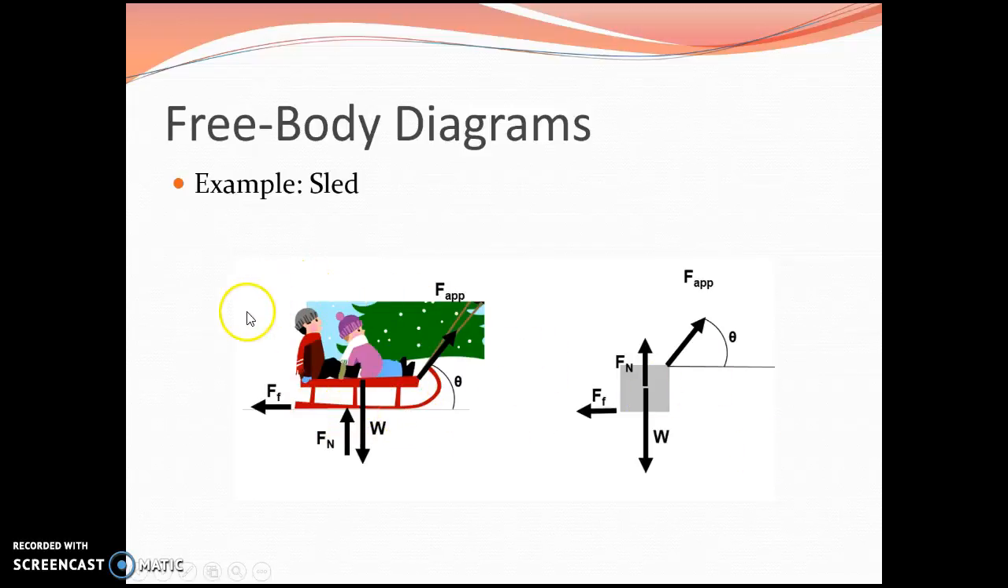So instead of drawing it like this, you want to isolate what you're studying. In a sled, they just represented it with a box and put the forces on here. So you have your friction trying to slow down the sled. You have applied force, someone pulling on the string. You have the ground, the normal force holding it up, and you have the weight of the two kids in the sled.